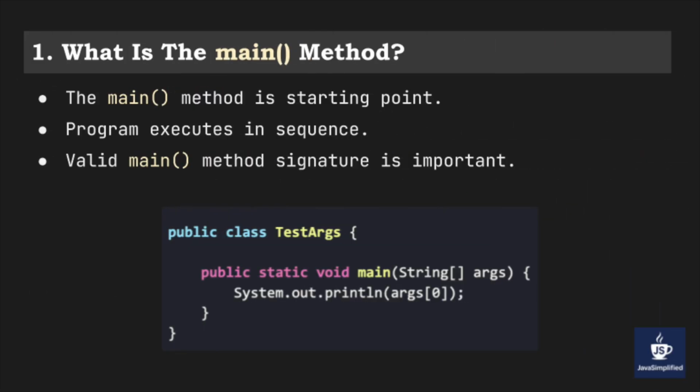So our very first question is, what is the main method? The main method is the starting point to execute all Java programs. All the instructions written inside the main method execute in sequence one by one. And this is the standard method signature of the main method, which is public static void main(String[] args). If this method is not found, the JVM throws a runtime error and terminates the execution.